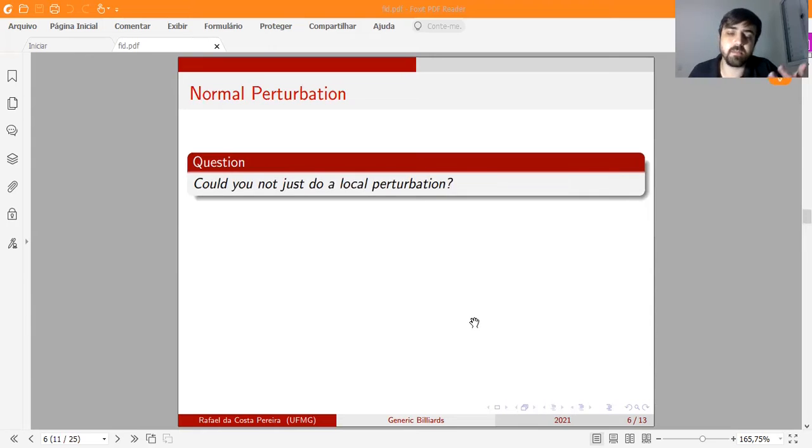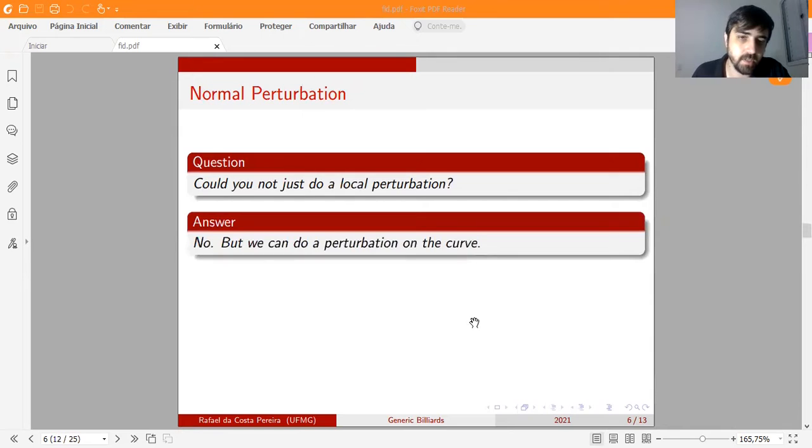So you might ask, why not just do a local perturbation? Most of these results we can prove using local perturbations. But the problem is that we cannot guarantee that we remain with a billiard map. We expected the opposite, right? We expected that by doing a local perturbation we destroy the billiard map.